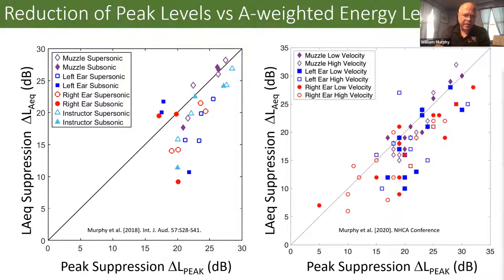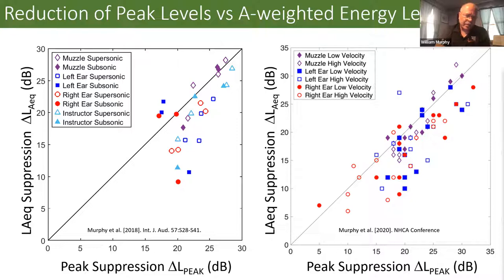When I mentioned that we're trying to understand how to characterize this, it's because there are different places that one could locate your microphone to do the measurement. There are different ways that you can assess the effectiveness of the firearm. If we're looking at high and low velocity or super and subsonic, the positions at the muzzle are the purple diamonds that you see in this. The right and the left ear are where the shooter is located. And then these light blue triangles are where an instructor might be standing behind the shooter.